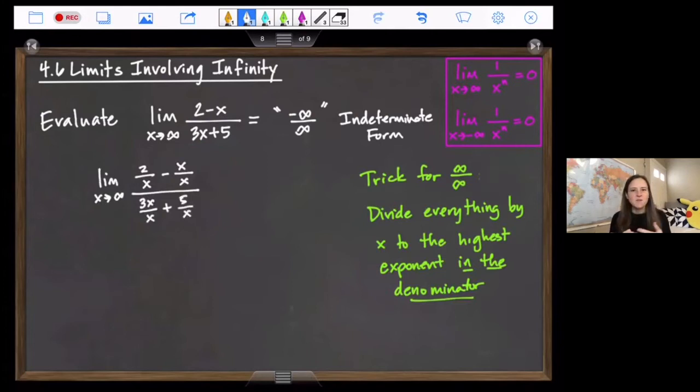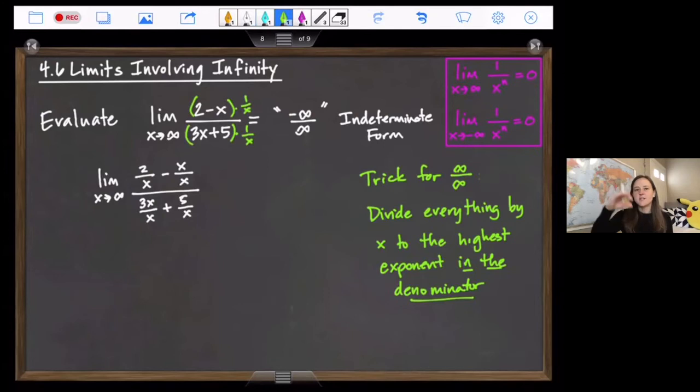And you might be thinking, you can't just do that. You can't just throw x's everywhere you want to. I can in this case, because I did the same thing on top as I did on bottom. So I essentially multiplied the top by 1 over x, and I multiplied the bottom by 1 over x. And I kind of distributed that 1 over x to both terms.